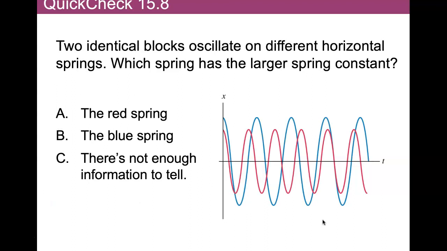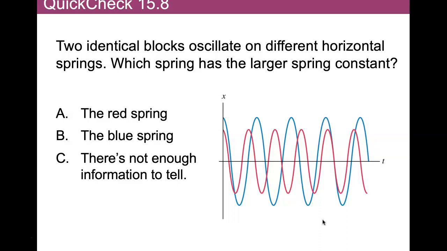Here's another one. So today we're doing lots of these quick check conceptual questions. So two identical blocks oscillate on different horizontal springs. Which spring has the larger spring constant? Okay, take a few seconds and try to figure this out. Okay, so we know the blocks are identical. We know the masses are the same. We want to see which one has a larger k.